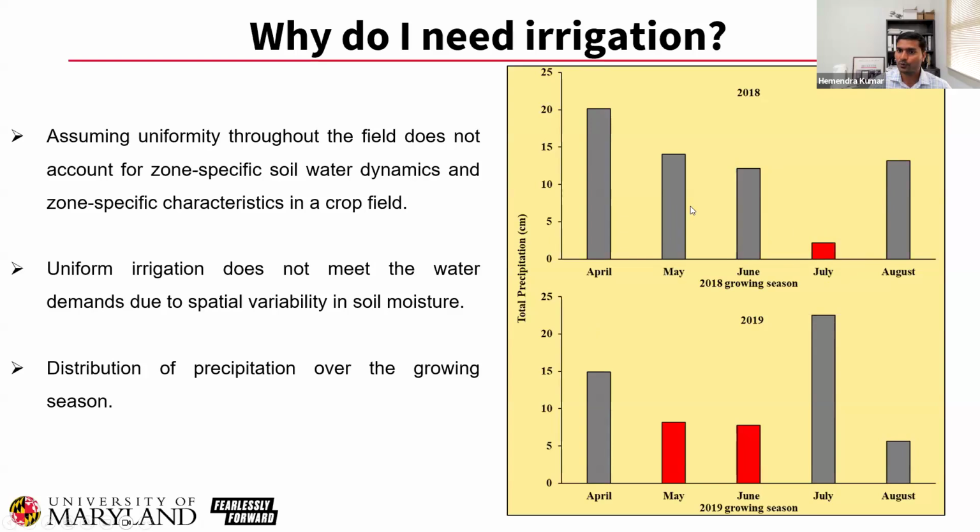Now, if you go from 2018 to 2019, what do you see? July is the month where maximum rainfall was received, but in May and June there was little rainfall, and this is the stage where plants need the water to grow. You don't have enough water from rain, so you have to rely on the irrigation system due to such availability during the same growing season from April to August, or if you go from one season to another season. These are the reasons why I need the irrigation system in my field.